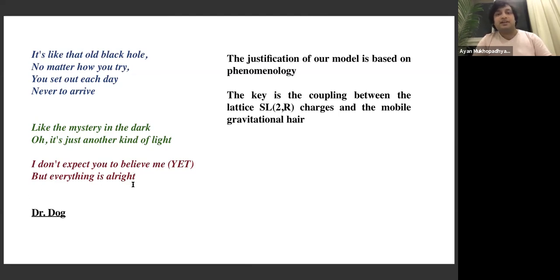So essentially, at this point, we have no guidance how to come up with some interactions. And the key point is we have to somehow couple the lattice SL2R charges, the isometries of the throats, with this mobile gravitational hair. We do not know what coupling to use, but you have to simply somehow believe me right now that this is the right kind of coupling that works. And if you think of any other kind of coupling, it may not work. So our justification will be phenomenology, essentially.